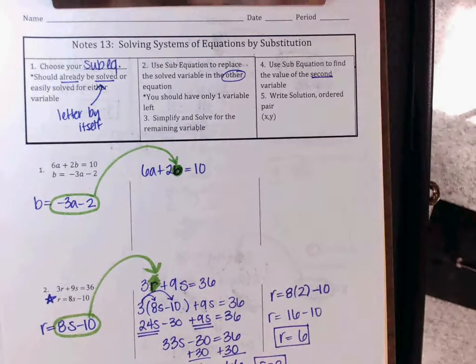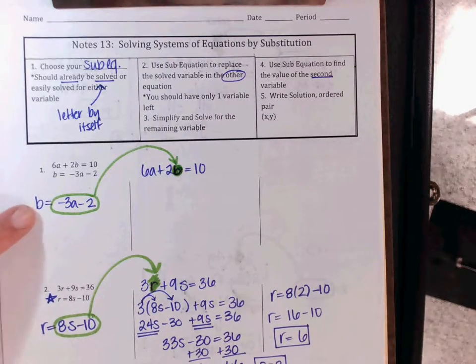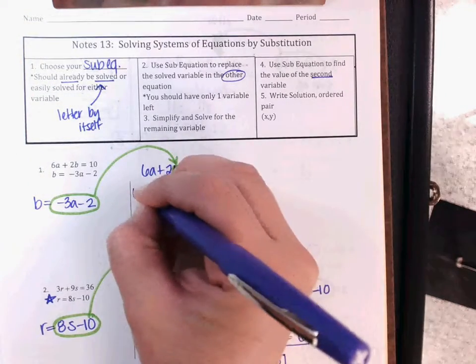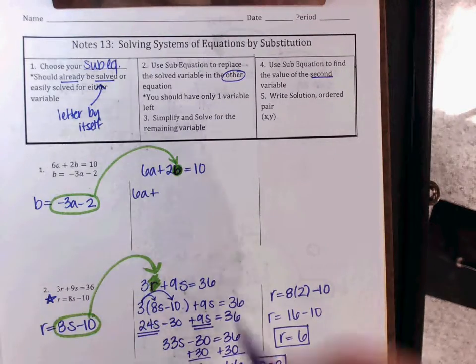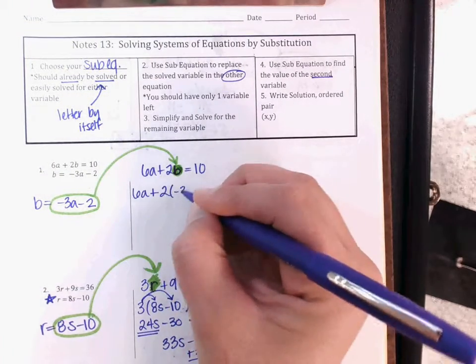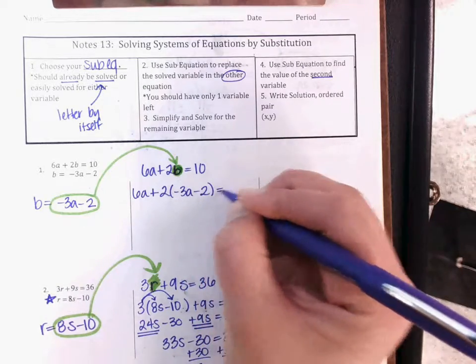Now again, how do I know I'm taking b out? Because b was alone. Okay, so from there, I have 6a plus. Do I need parentheses for this substitution? Yes or no? Yes. Negative 3a minus 2, 10.